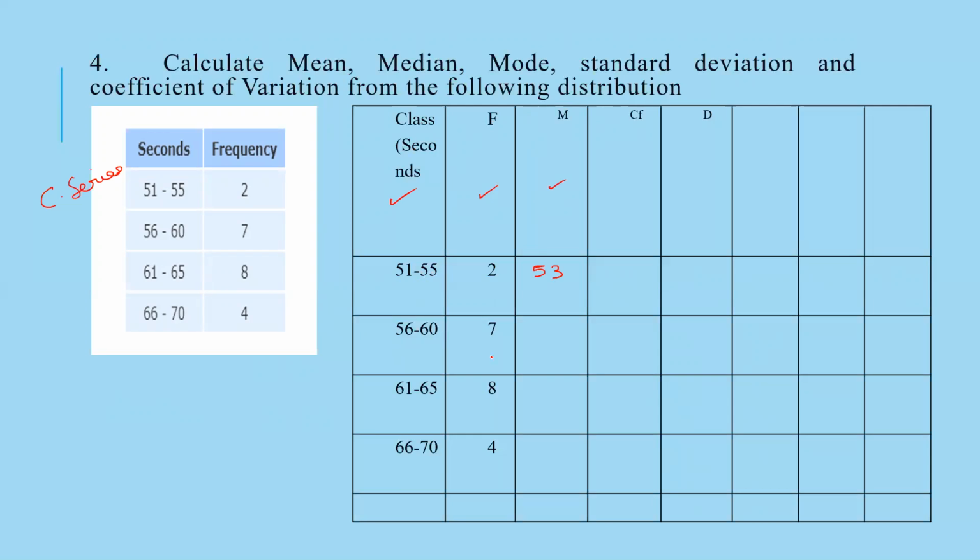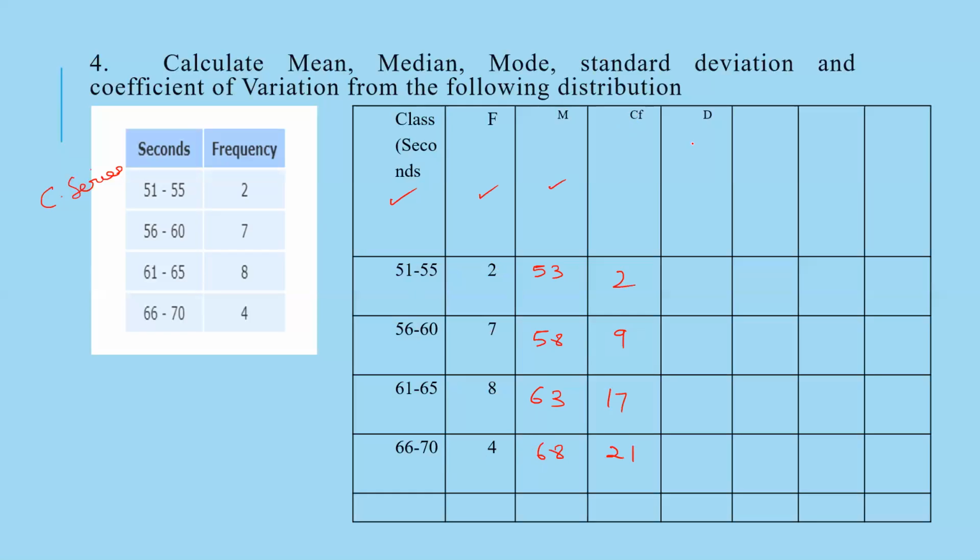56 to 60, the middle value is 58. 61 to 65, the middle value is 63, and this is 68, right? So next is cumulative frequency. We need all this for calculating median and all. So let's finish with cumulative frequency. We have F2, so we'll start with 2, then 7 plus 2, then 8 plus 9, which will be 17, and then 17 plus 4, that will be around 21.